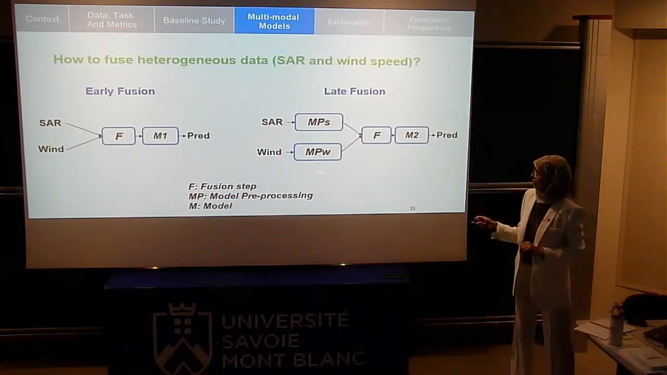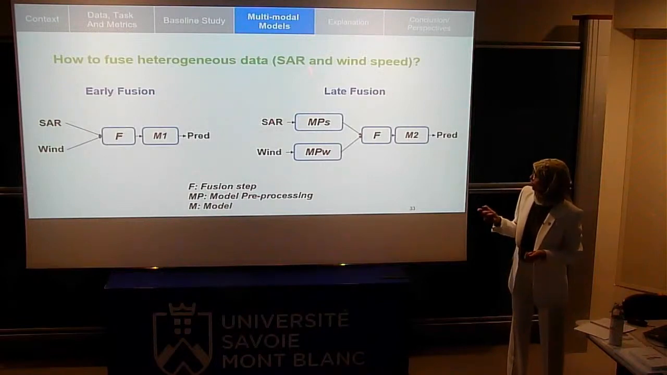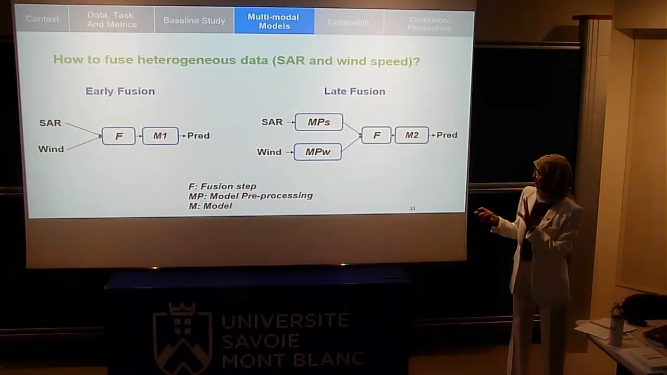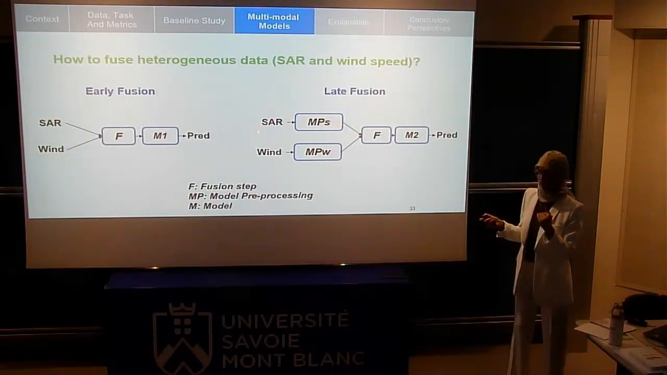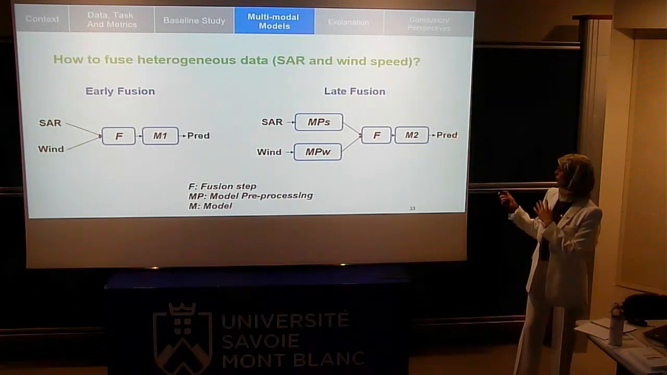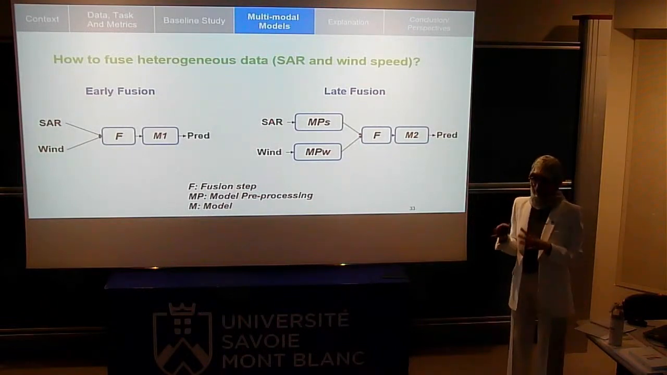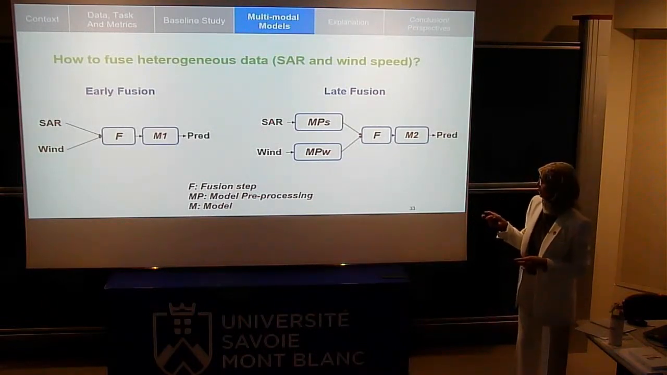The second category of fusion is more flexible fusion, where we can have a specific model pre-processing for each modality, and then we fuse them within the model and we obtain predictions. So here we are going to use multi-modality models. We have the two modalities, the SAR and the wind.